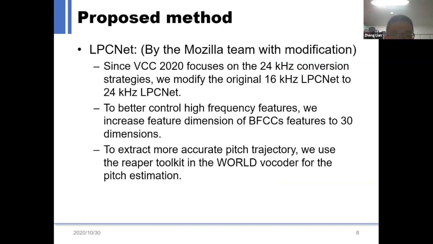The vocoder influences the quality of the converted speech. In this paper, we choose the LPCNet vocoder for speech generation. In this work, we use code published by the Mozilla team with some modifications. Since Voice Conversion Challenge 2020 focused on 24 kilohertz conversion, we modified the original 16 kilohertz LPCNet to 24 kilohertz LPCNet. To better control high frequency features, we increase the feature dimension of BFCC features to 30 dimensions. To extract more accurate pitch trajectory, we use the WORLD toolkit in the WORLD vocoder for the pitch estimation. Totally, we extract 32 dimensional features.